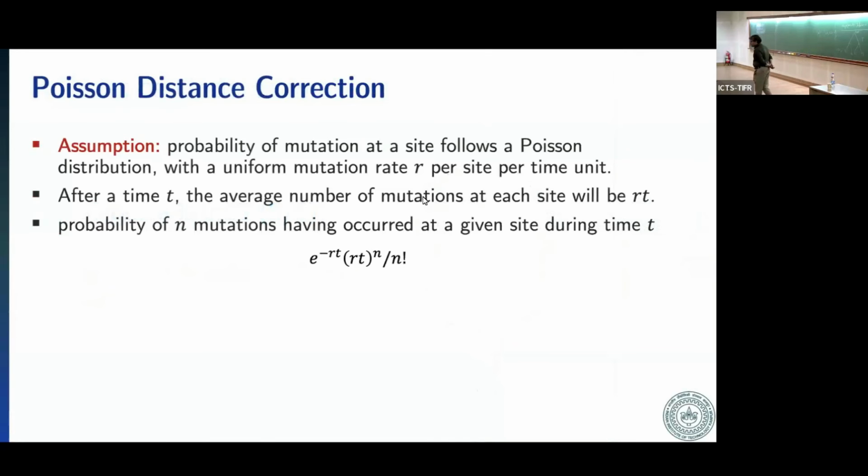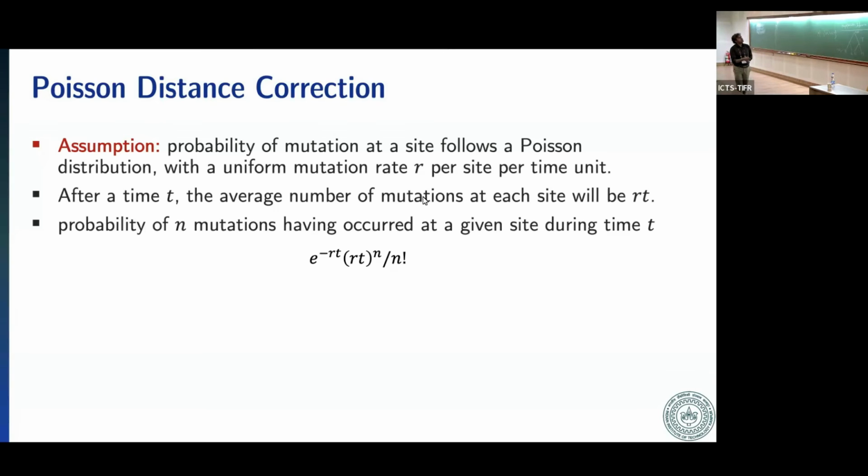So if we assume that essentially the probability of mutation at a particular site follows a Poisson distribution, then we can actually compute a corrected distance from this observed P distance. So how do you do it? Let's say we assume that there is a uniform mutation rate R per site, per time unit. Then after time t, what is the average number of mutations? It will be RT, R multiplied by T, right?